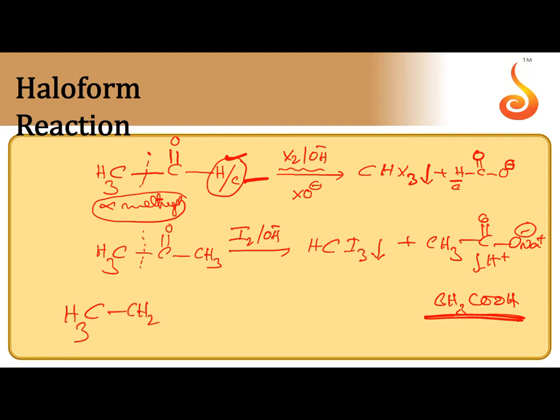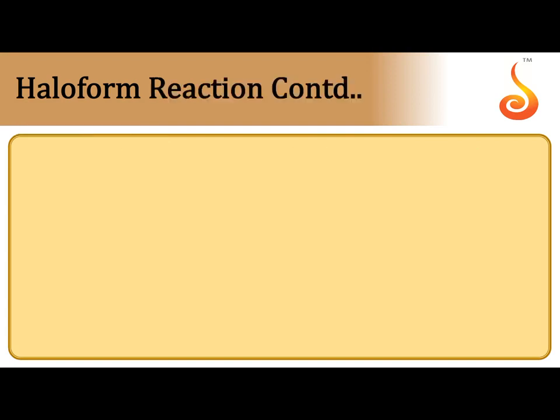Suppose CH3CH2CHO propanaldehyde is taken, it won't undergo iodoform test. So based on this test, we can identify which is giving iodoform or not. So which is having alpha methyl group.